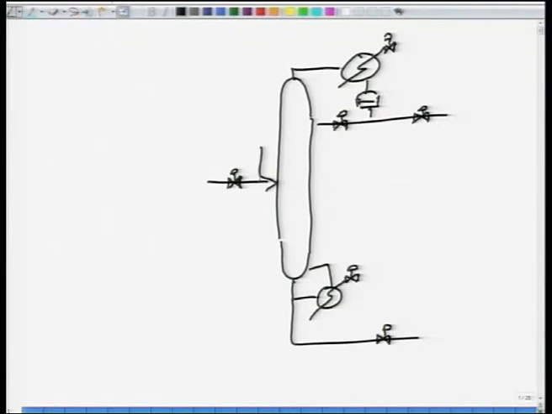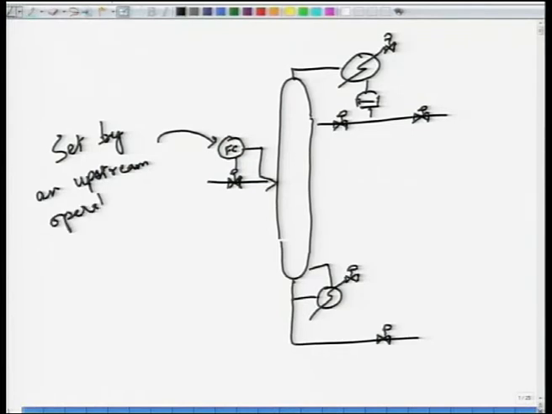the feed is typically set by an upstream process, an upstream operation, typically a reactor. So, the feed is not in our hands. We have to control two levels, the top level, the bottom sump level. We also have to control the column pressure. Therefore, two valves go for level control, one valve goes for pressure control.